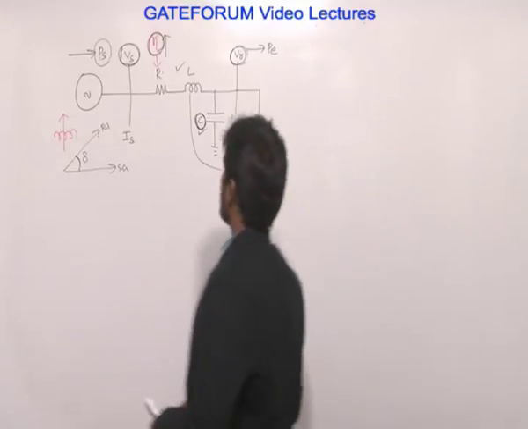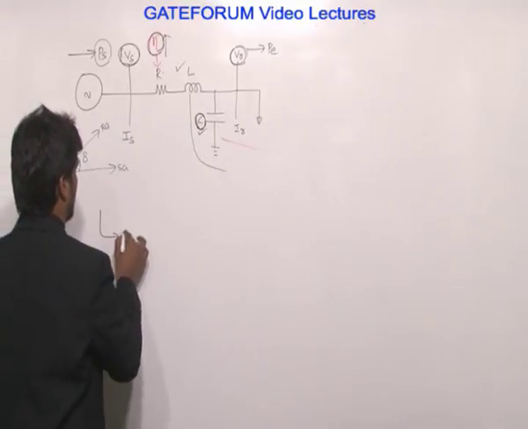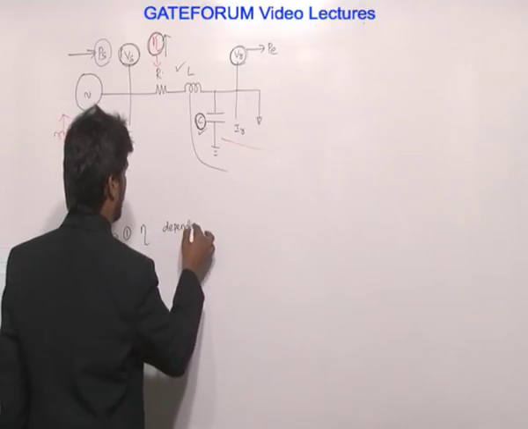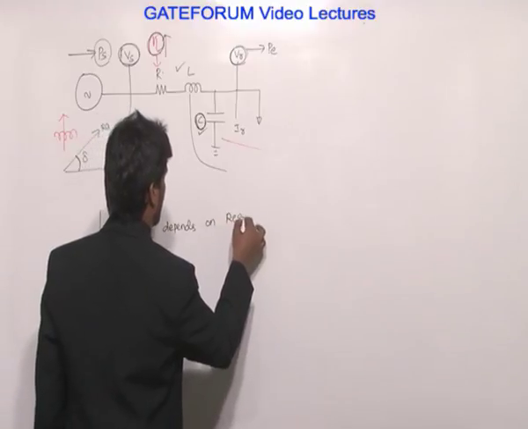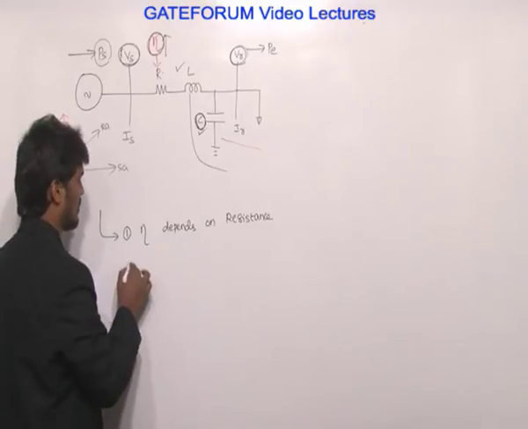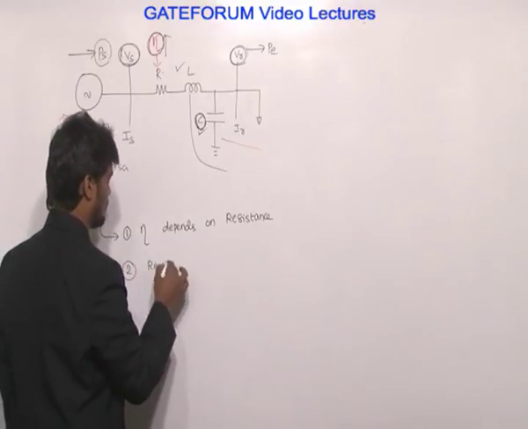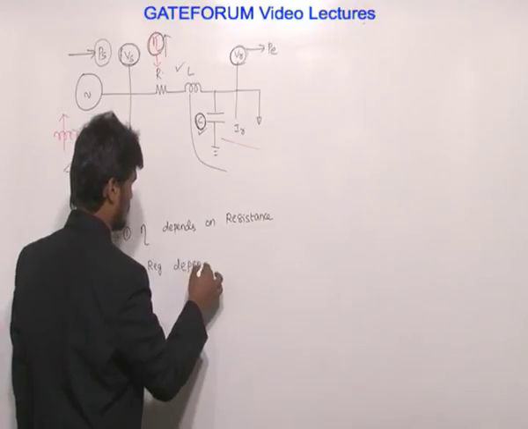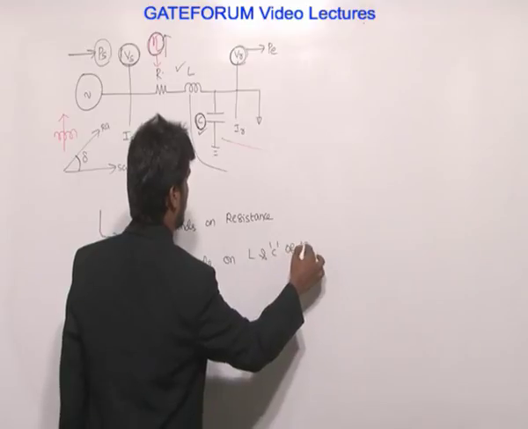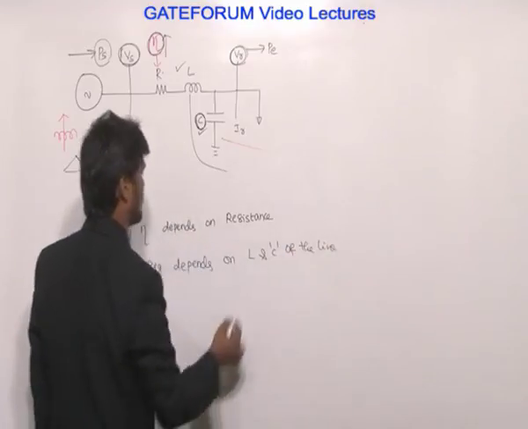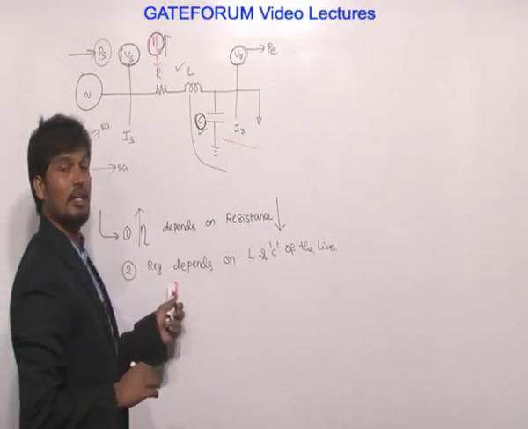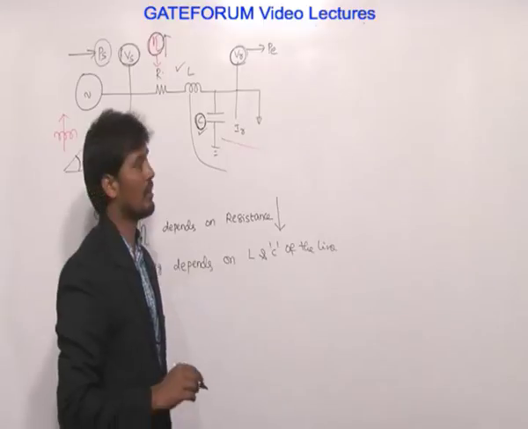The important points: efficiency depends on resistance of the line. Regulation depends on inductance and capacitance of the line. As resistance is less, efficiency is high, but low value of regulation is not possible because of capacitance effect.